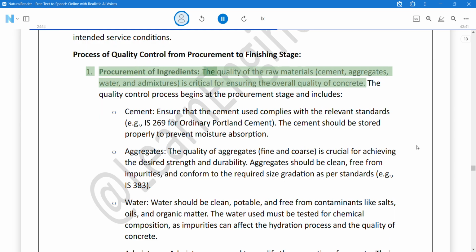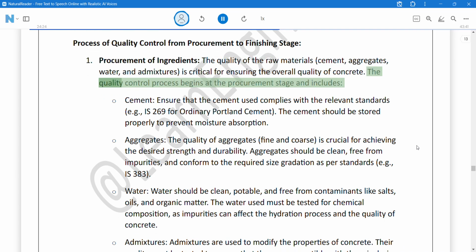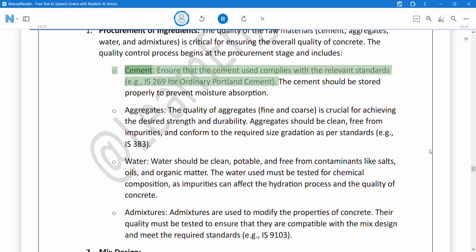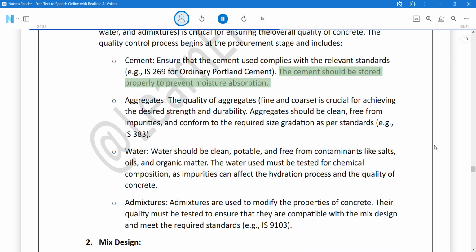1. Procurement of ingredients. The quality of the raw materials is critical for ensuring the overall quality of concrete. The quality control process begins at the procurement stage and includes cement. Ensure that the cement used complies with the relevant standards. The cement should be stored properly to prevent moisture absorption.